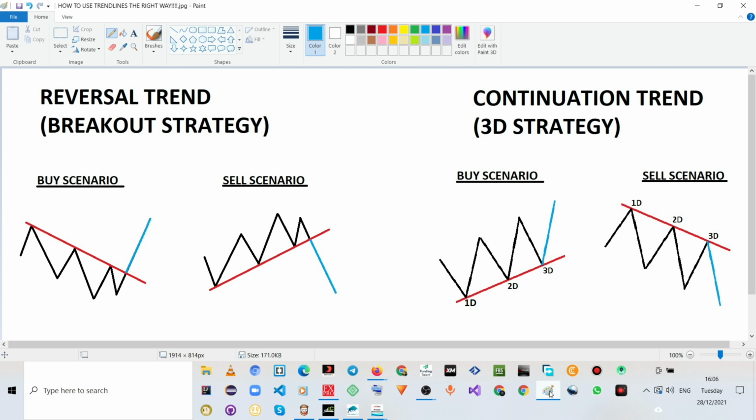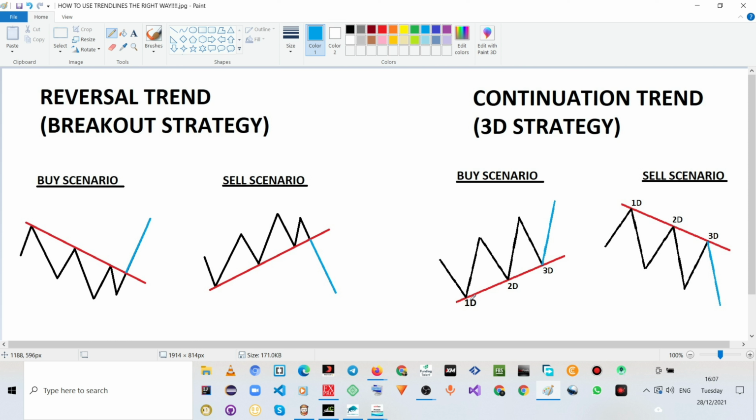So we're going to be starting with a continuation trend. That's the 3D move. You can see right here on the buy scenario, the trend line is what I've indicated in red, and the trade moves that we're going to be taking are the ones I've indicated in blue. For this buy scenario, the rules for this trade are very simple. You just need to have a continuation trend. Then in that continuation trend, you're going to need 3 moves to the trend line.